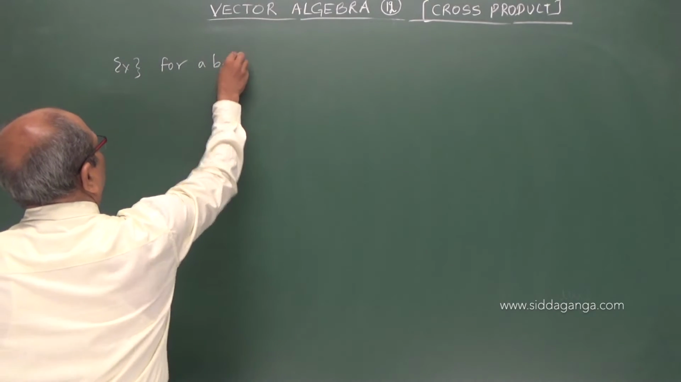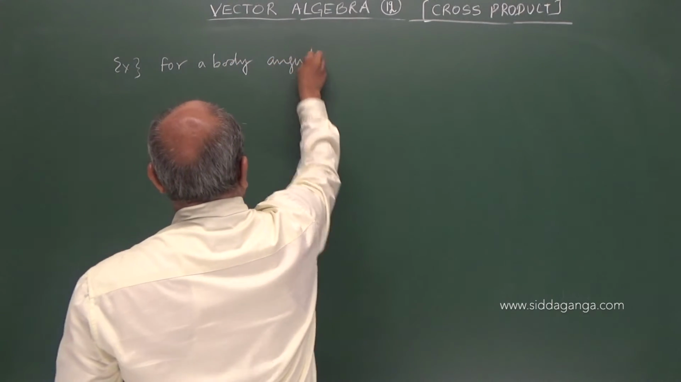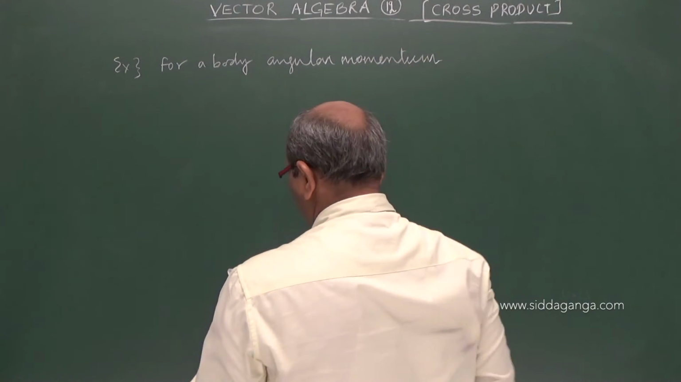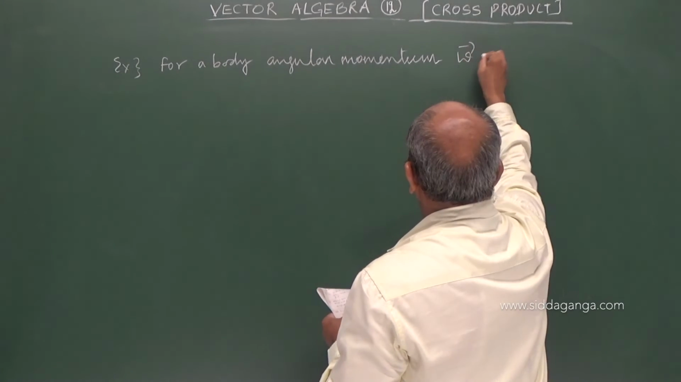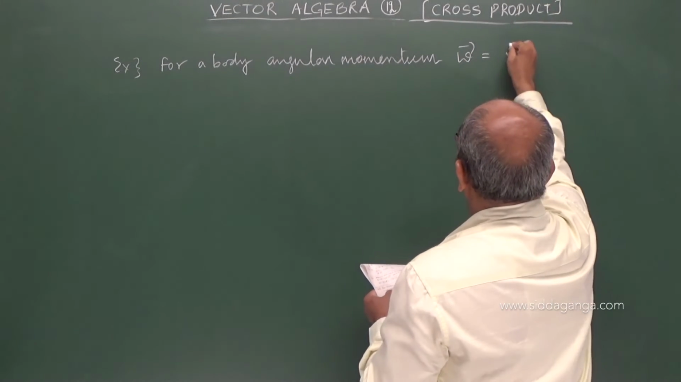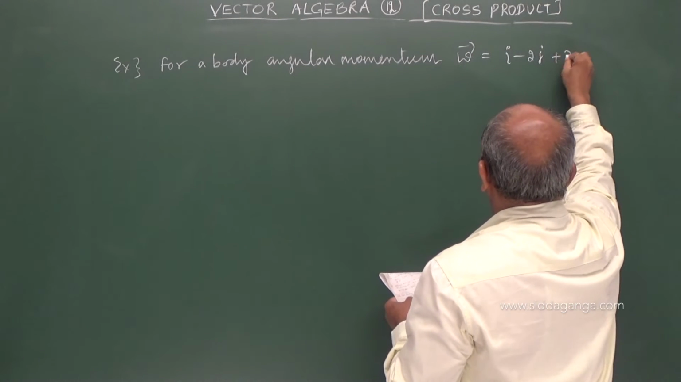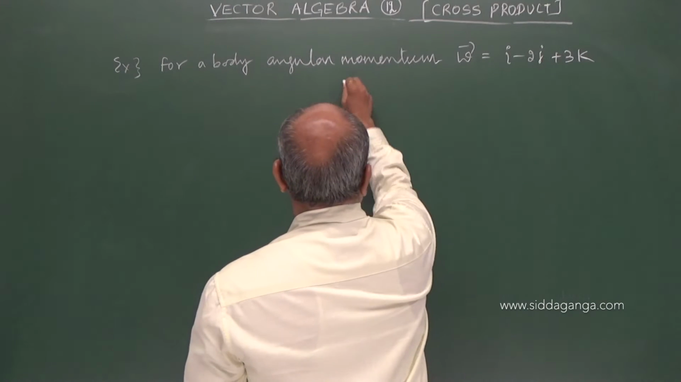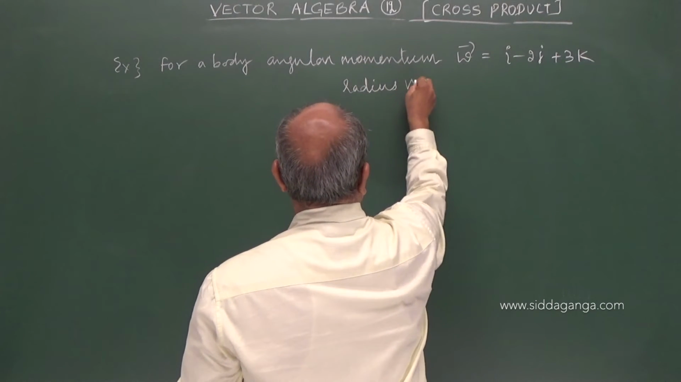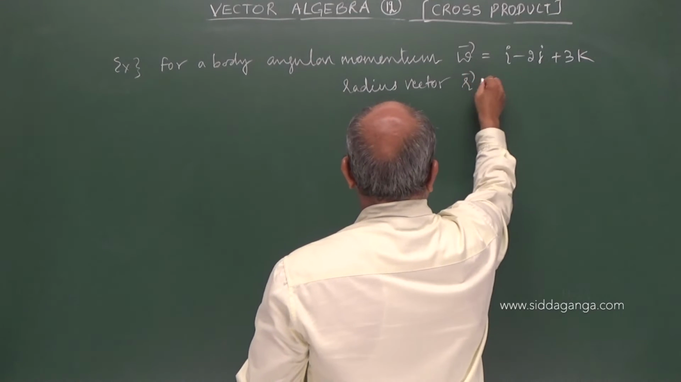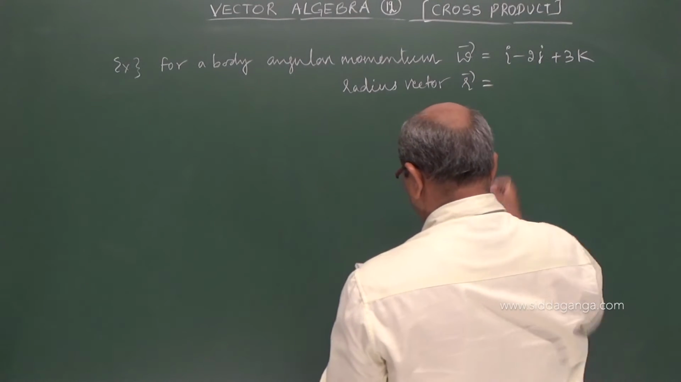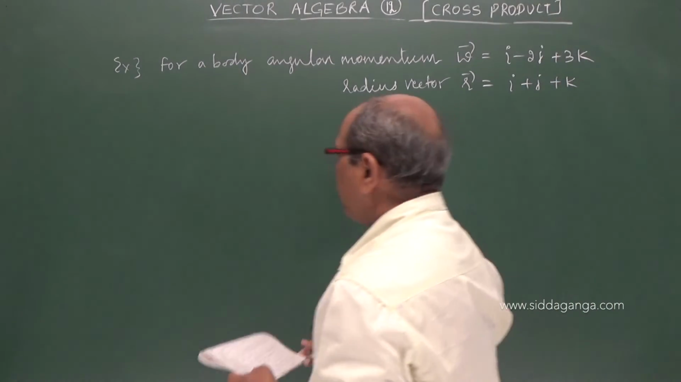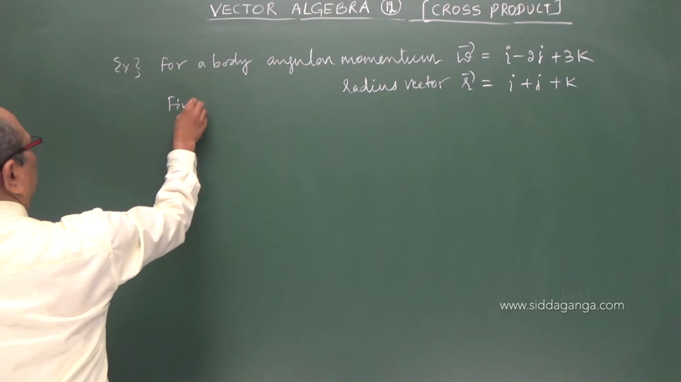For a body, angular velocity omega is given as i minus 2j plus 3k, and radius vector r equal to i plus j plus k. Find the linear velocity of the system.